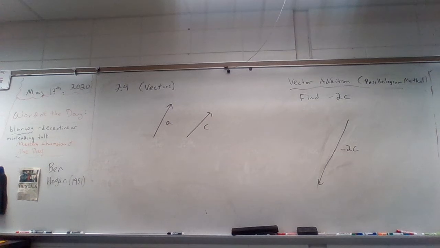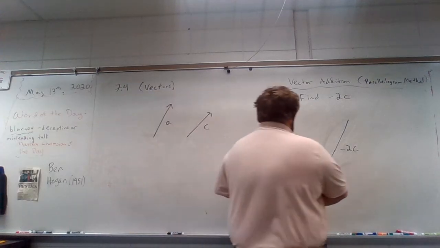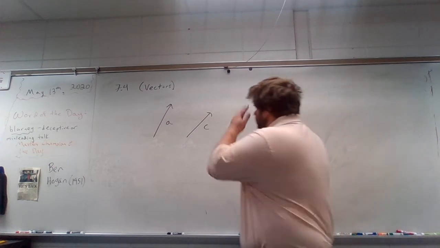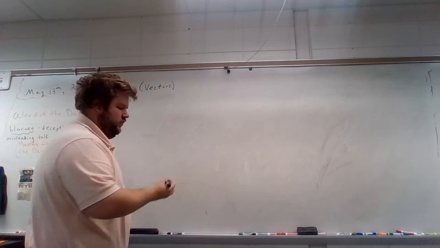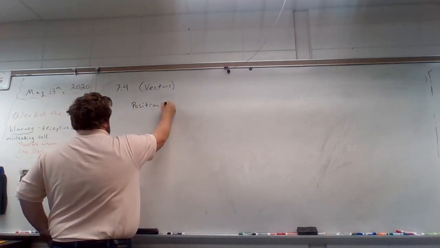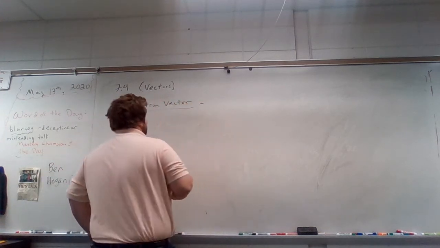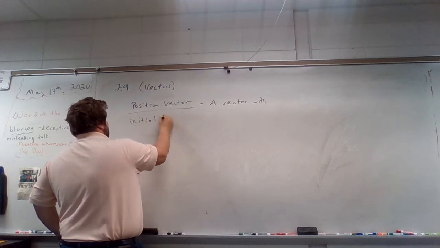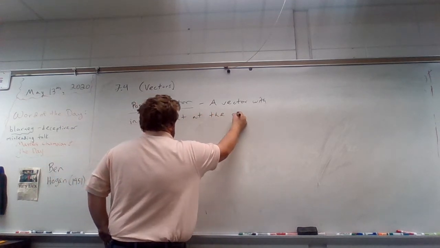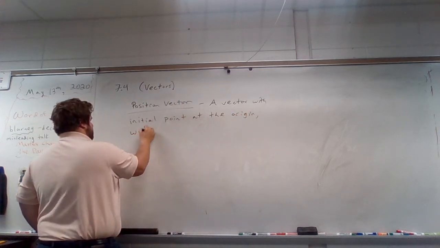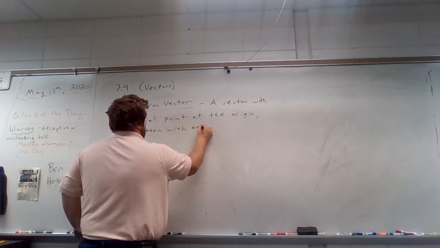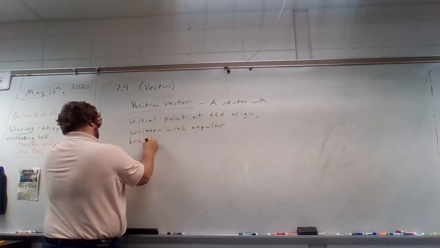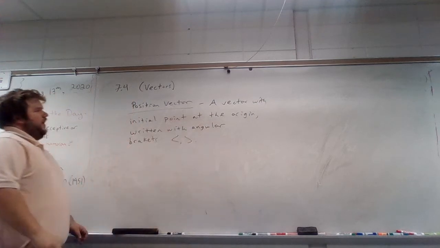Okay. Let's look at position vectors. So a position vector is a vector with initial point at the origin, written with angular brackets, so like this. So I will write that down and I'll give you an example.